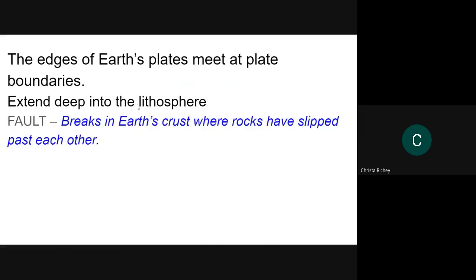Plate boundaries do go deep into the lithosphere. That is how the magma starts to come up. And like I said, once it leaves the ocean floor, it's technically lava. It's just underneath water. It's not on the surface. Then they make what are called faults. There's different types of boundaries. There's different types of faults.